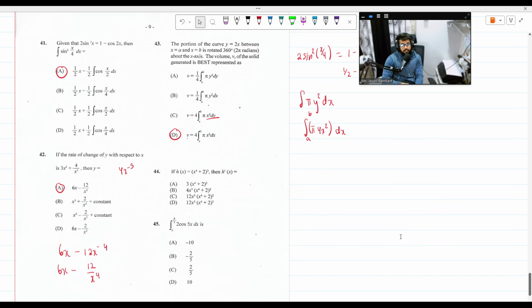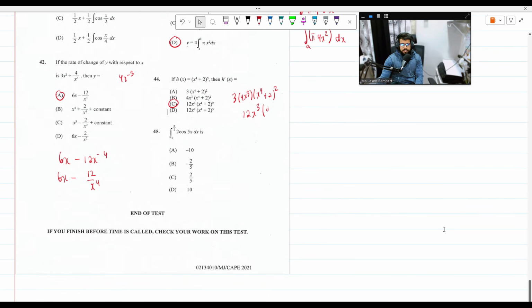Right, a real easy one for number 44. We're going to get 3 multiplied by 4x cubed into x to the power 4 plus 2, all squared. 4 3s are 12x cubed into x to the power 4 plus 2 squared. So the answer is C.